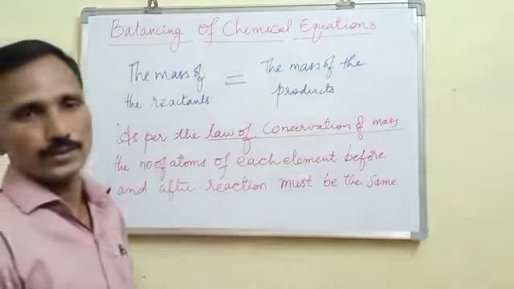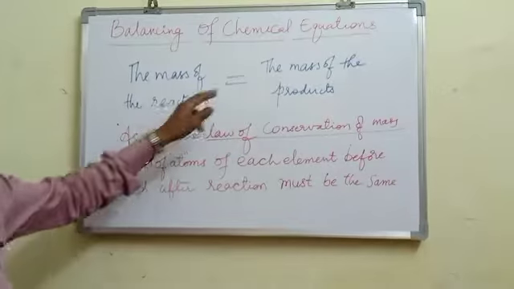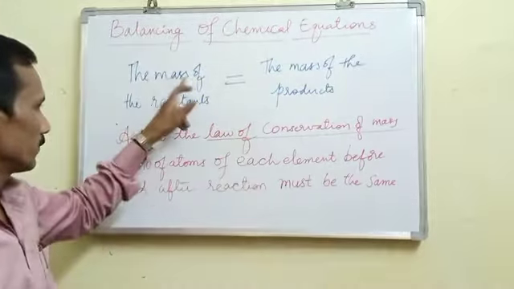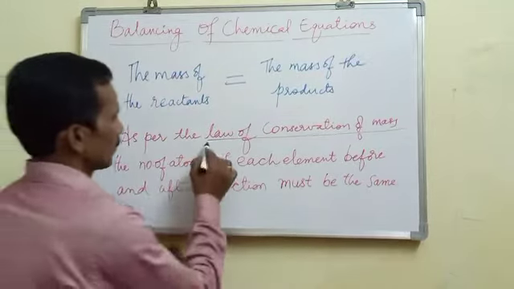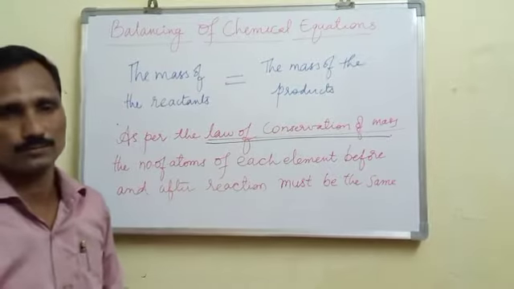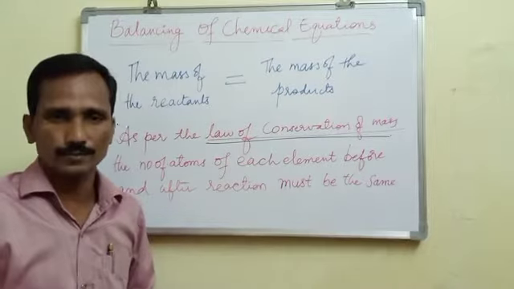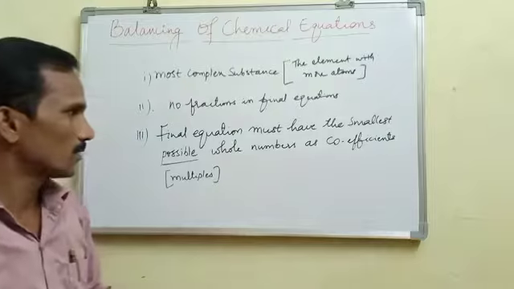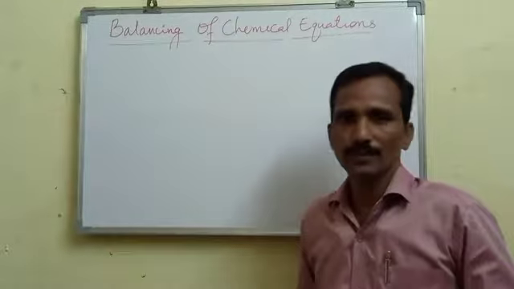So dear students, according to the law of conservation of mass, the mass of the products formed in a chemical reaction must be equal to the mass of the reactants. As per this law, the number of atoms of each element before the reaction and after the reaction must be the same. So we need to balance the chemical equations using coefficients. Noted, students: to balance the chemical equations, some points should be remembered.